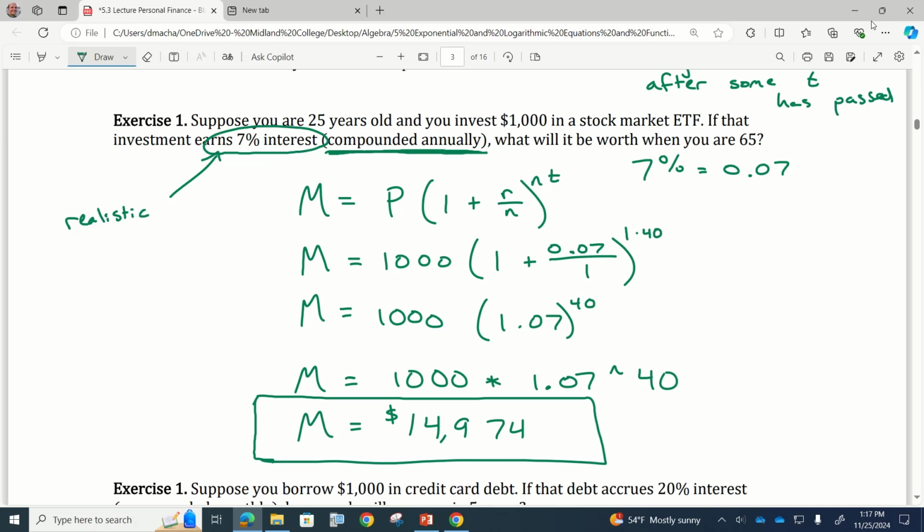And the cool part is if you really did this, you saved up $1,000 and invested it, this could be you, right? Like you could have $14,000 just about without ever having to work for it, without ever having to lift a finger. The only downside is you've got to be patient, right? You've got to be willing to put $1,000 away and then not touch it for 40 years. So that's kind of a big downside. But this is the way that investments work.